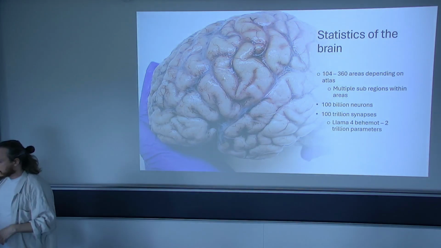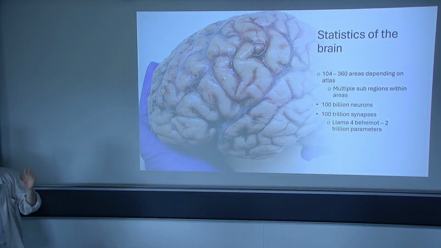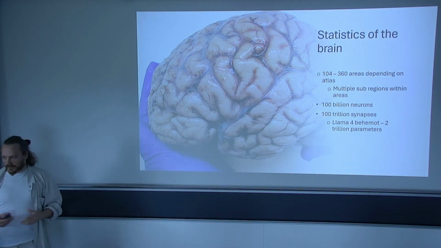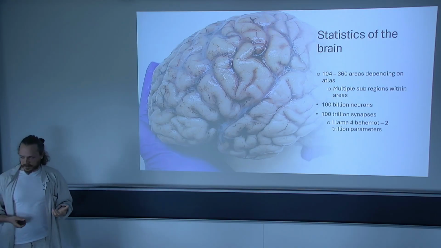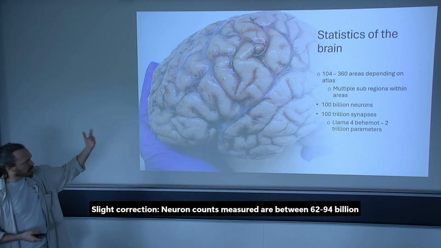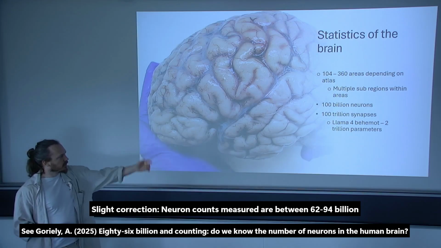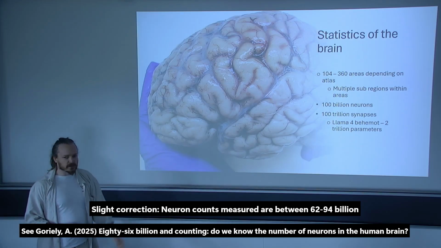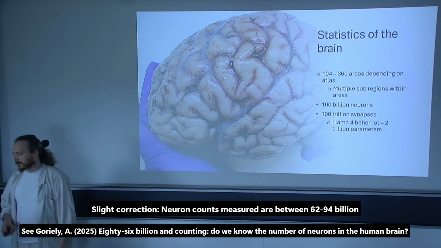Some statistics, depending on your atlas: 140 to 260 different areas, local subregions within these, 100 billion neurons, 100 trillion synapses. By comparison, Llama 4 Behemoth is like 2 trillion, so we're not very close.